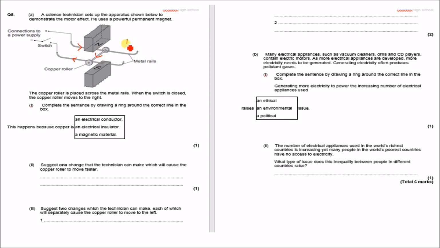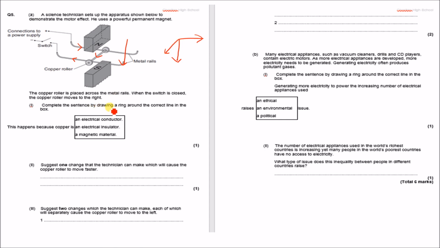The field is going from north to south. So if the field goes from north to south, and we know that the current is coming towards us, we need to use our left-hand rule. If the current comes towards us and the field, the first finger is our field going from north to south, then we would know that the direction is going to move this way.